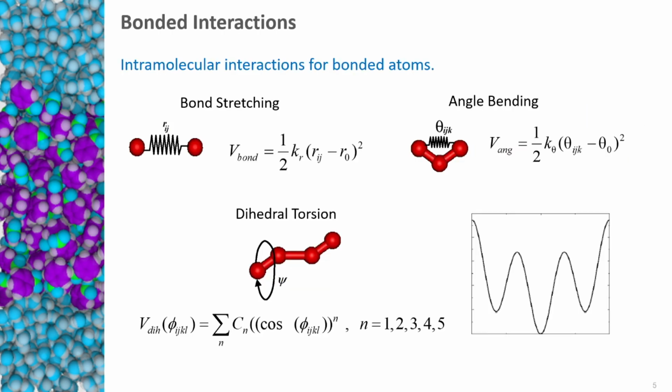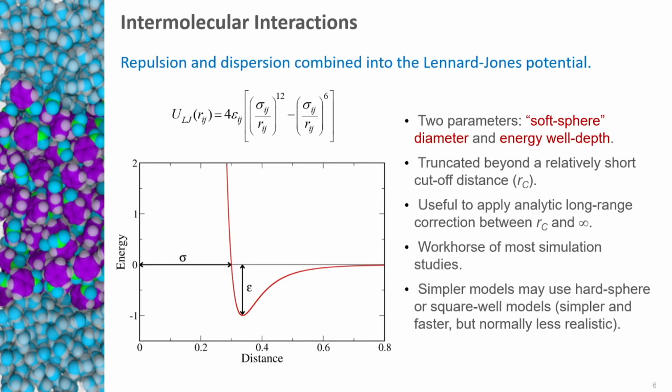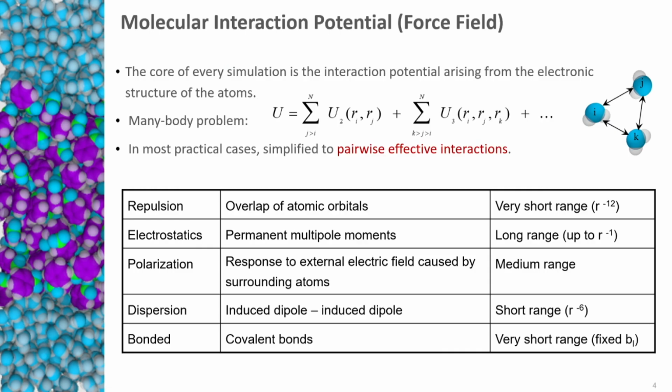And the final interaction is, oops, apologies, there we go. The final one is the bonded interaction. This is essentially when you build a molecule based on atoms. You have to tether them together so that they behave like a molecule as they progress in time.